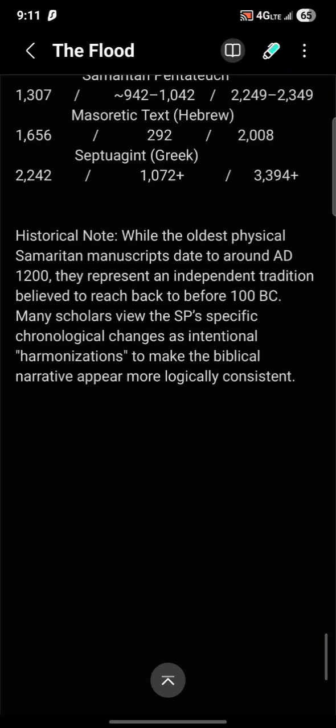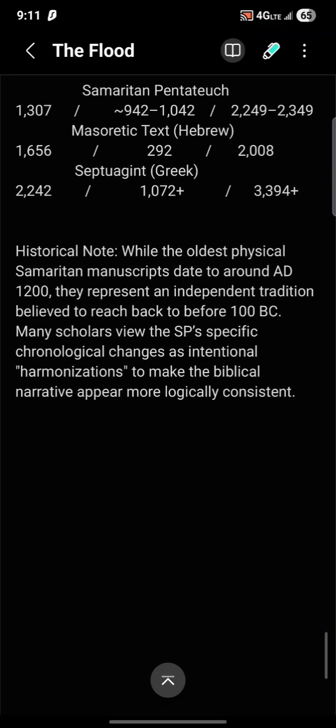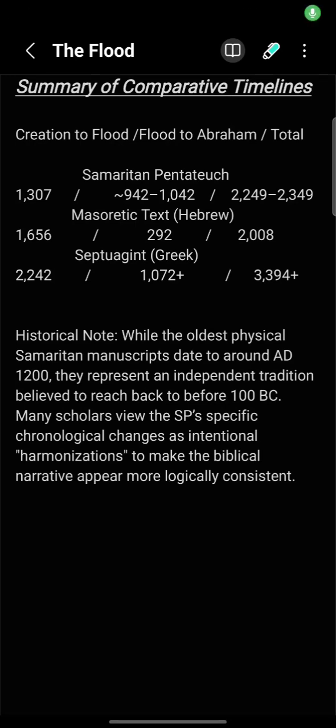Historical notes. While the oldest physical Samaritan manuscript dates to around AD 1200, they represent an independent tradition believed to reach back to before 100 BC. Many scholars view the Samaritan Pentateuch-specific chronology changes as intentional harmonization to make the biblical narrative appear more logically consistent. Even though the physical copy only dates to 1,200 years old, the oldest parts of it have writings in the script that are dated way older than that. And in fact, this is a copy of the original scroll that was written by Abisha.